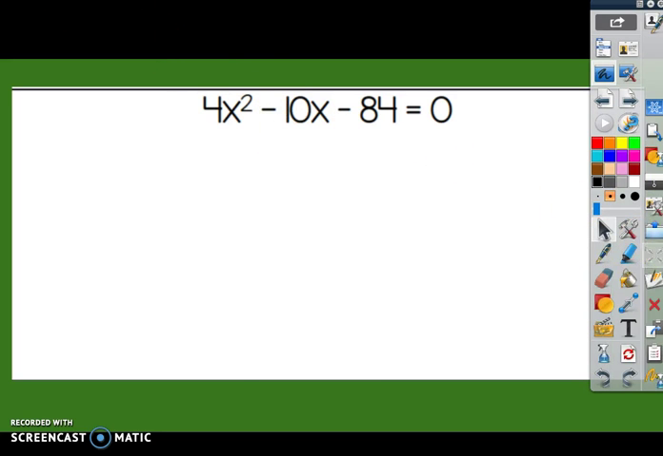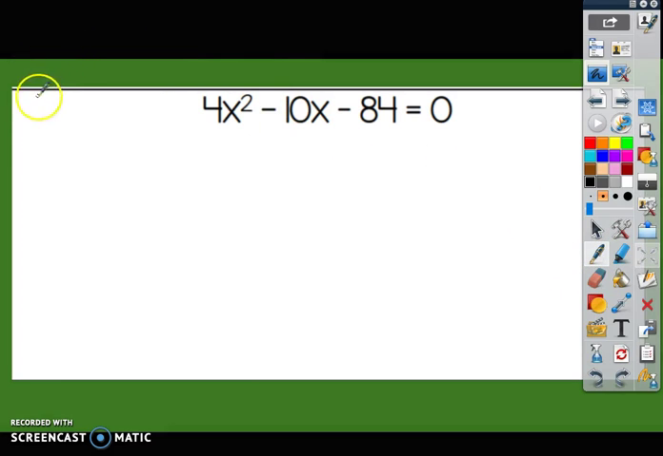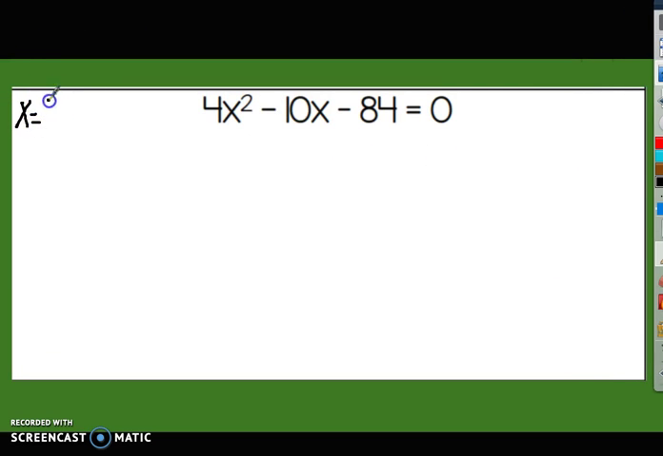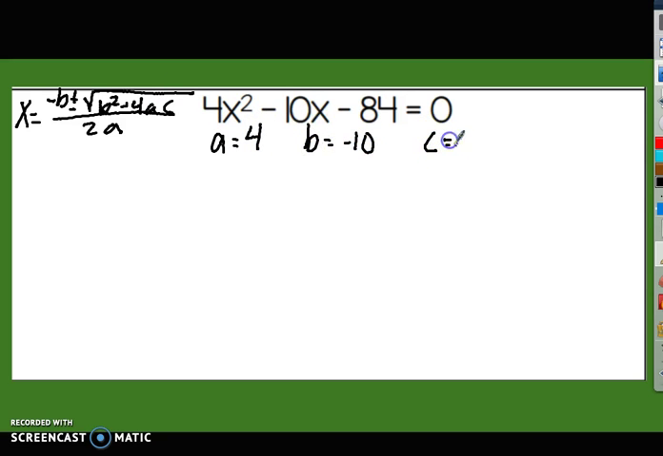So, I'm going to write the quadratic formula up here in the corner just so I remember what I'm going off of. Negative b plus or minus the square root of b squared minus 4ac all over 2a. Alright, is this in standard form and set equal to 0? Yes, so I can begin. Alright, what's my a value? 4. What's my b value? What's my c value? Very good.